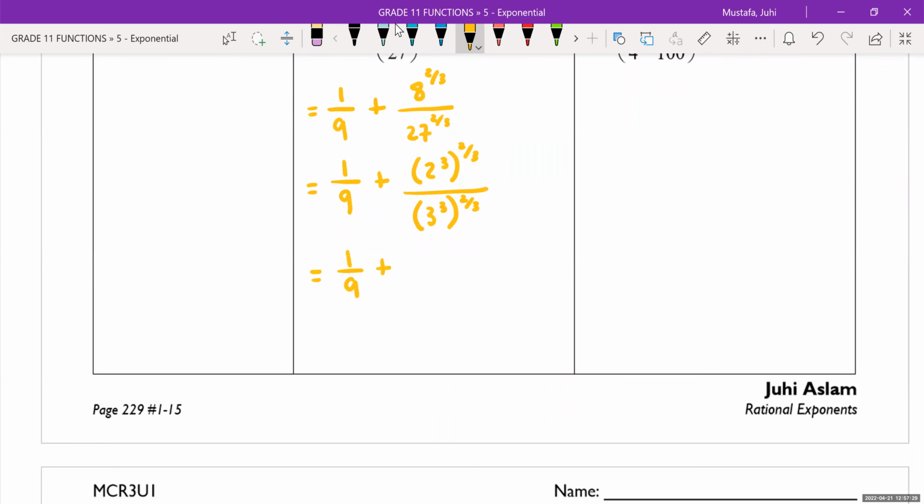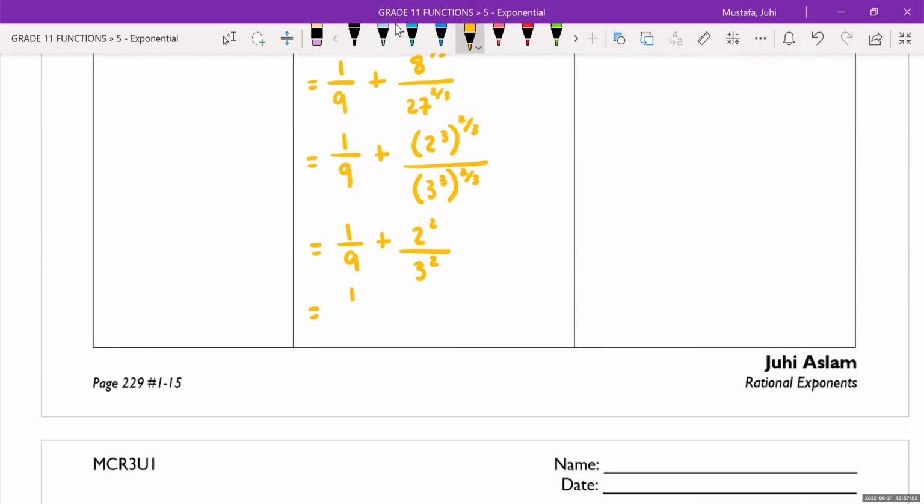Okay, now for the numerator, 2 over 3 times 3 will just be 2 squared. And for the denominator, 3 times 2 is 6. 6 divided by 3 is a 2. So this would just be 3 squared. I'll pause here. Does everyone see where I got the numbers from? Yeah? Questions, comments, concerns? No, we just solved this. So this would be 1 over 9 plus 4 over 9, which would be 5 over 9.